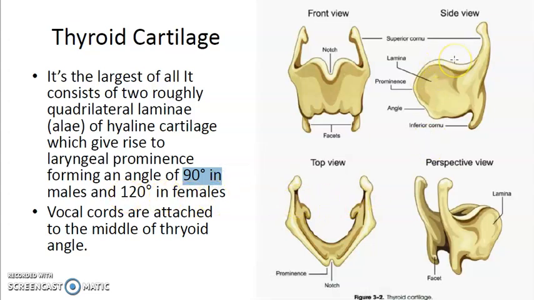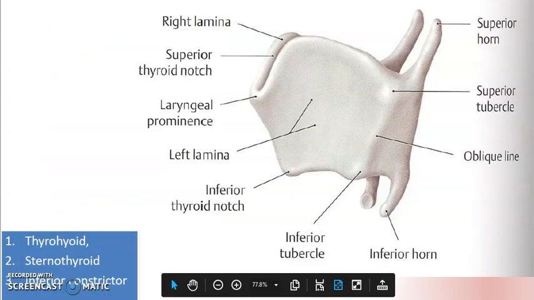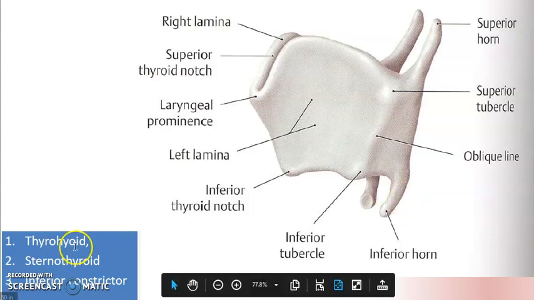The superior border is attached to the hyoid bone by the thyrohyoid membrane. The inferior border is attached to the cricoid by the cricothyroid membrane. The posterior border is attached to the muscles of the larynx. So these are the finer details. There is a notch above and a notch below, the superior thyroid and inferior thyroid notch. There is one projection above, the superior cornu, and one projection below, the inferior cornu. These are the muscles which are attached to the oblique line of the thyroid cartilage: thyrohyoid, sternohyoid, and inferior constrictor of the pharynx.